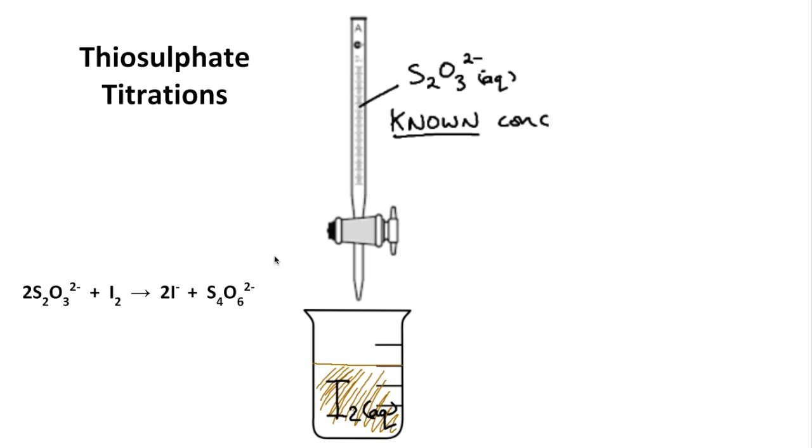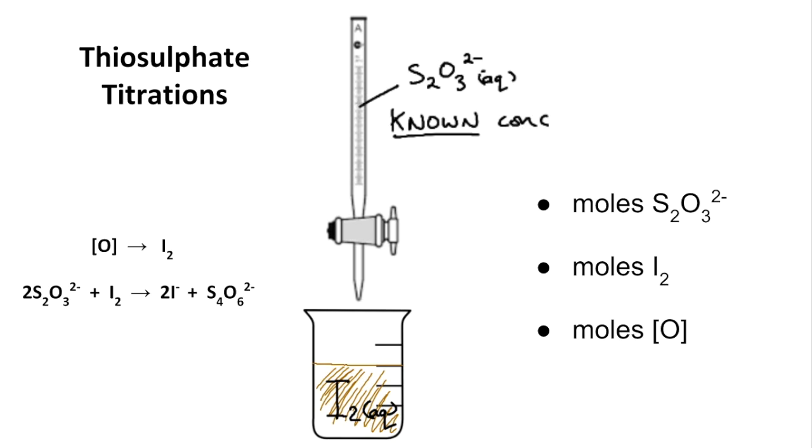So from the end point, the volume used in the titration, we can work out the moles of thiosulfate ions. The mole ratio in the titration equation will tell us how many moles of iodine must have been present. And remember that iodine was produced by the first reaction, and so once we know this, we can work backwards to find out the moles of oxidizing agent and then finish off with whatever we've been asked to calculate.